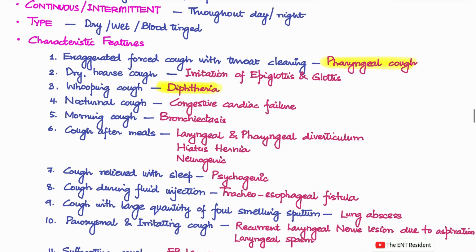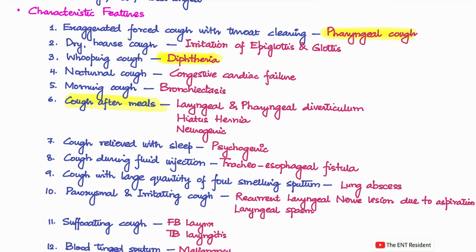A cough which happens after meals will point towards laryngeal and pharyngeal diverticulum, hiatus hernia, or it can be neurogenic. Cough which gets relieved with sleep, you could think about psychogenic causes here. Cough during fluid injection can happen in tracheoesophageal fistula. Cough with a large quantity of foul smelling sputum, you should immediately think about lung abscess.